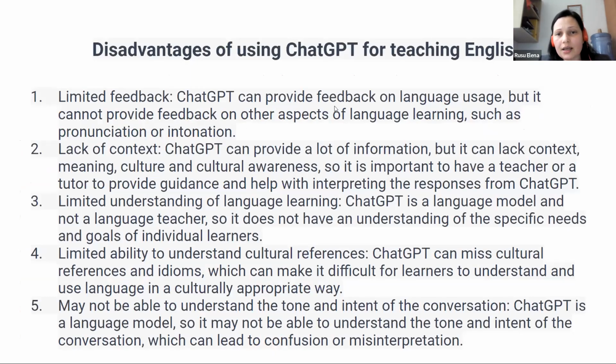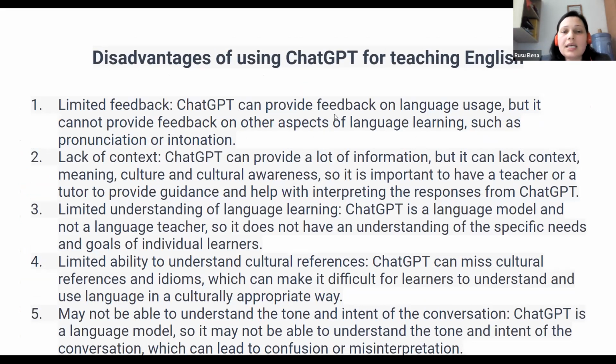Which are the disadvantages for teaching English? Limited feedback. ChatGPT can provide feedback on language usage, but it cannot provide feedback on other aspects of language learning, such as pronunciation and intonation. Lack of context. ChatGPT can provide a lot of information, but it can lack context, meaning culture, as I mentioned before, and cultural awareness. So it is important to have a teacher or a tutor to provide guidance and help with interpreting the responses from ChatGPT.